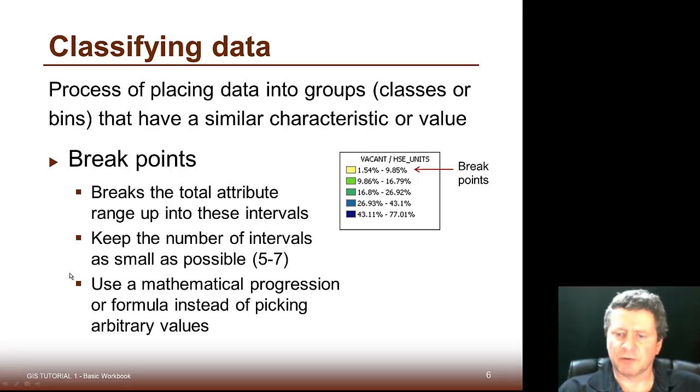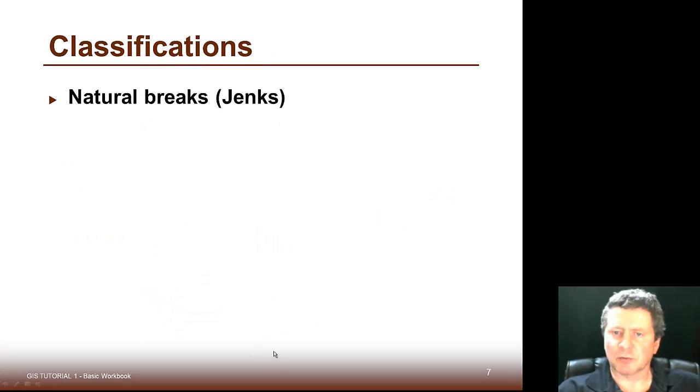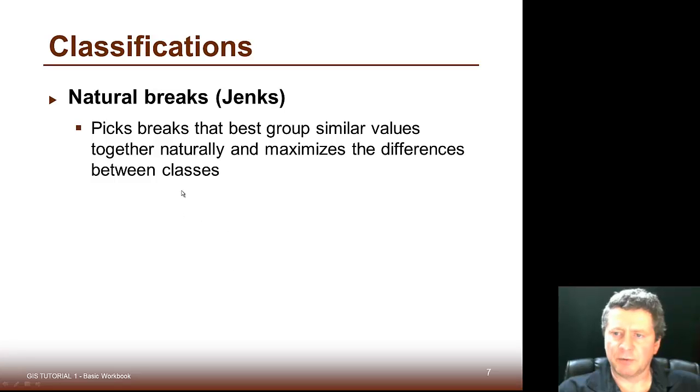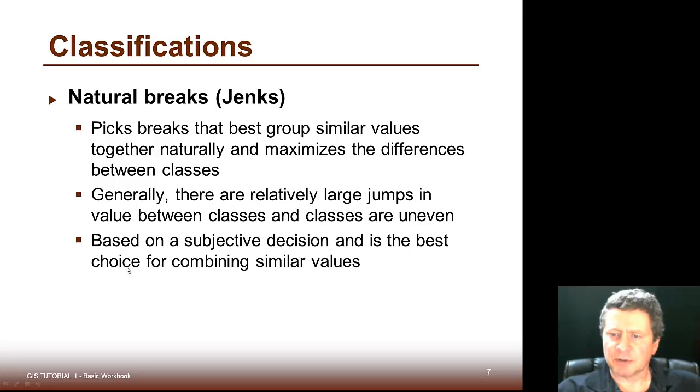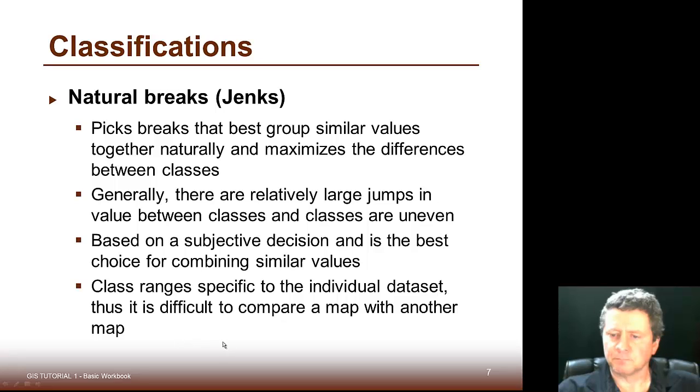You want to keep the number of classes relatively small so that it's not too confusing, and you want to use some sort of mathematical method instead of just picking arbitrary values. So Jenks, or natural breaks, are picked out by the computer. It analyzes the data and says, okay, it looks like there are some good groups here, and tries to get the groups together and also tries to separate the differences between the classes. When you do this, you find that you do have some large jumps, and the classes are not even, and it's some sort of subjective thing as to how you want to put these together.